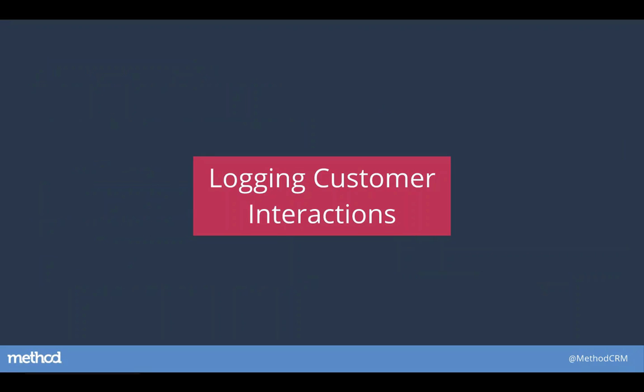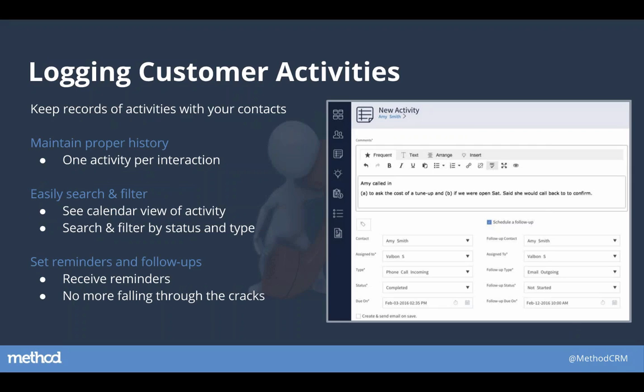So the next area we're going to focus on is logging customer or customer lead interactions. Again, a really good CRM allows you to keep records of activities with your contacts. And the best way to do this is to provide one record or one entry per interaction. So what that really means is if a phone call comes in, you're able to log that phone call, the date, time, who it was that you spoke to. And the next time that you have a phone call or send an email, that is a separate log or a separate interaction.